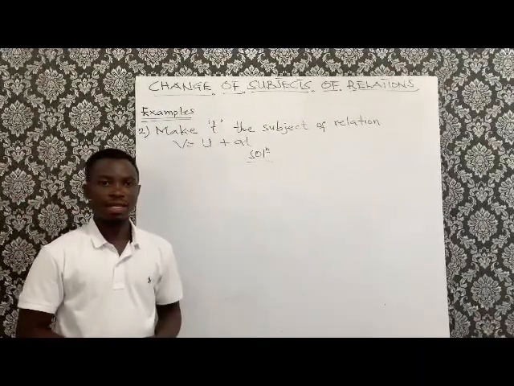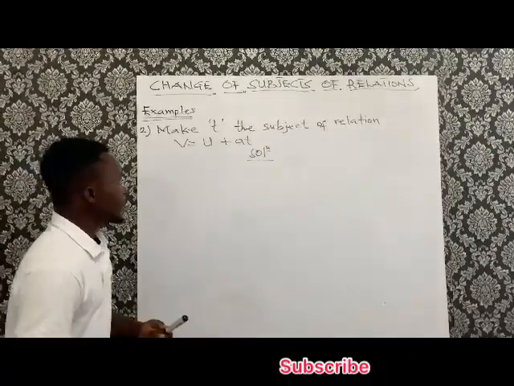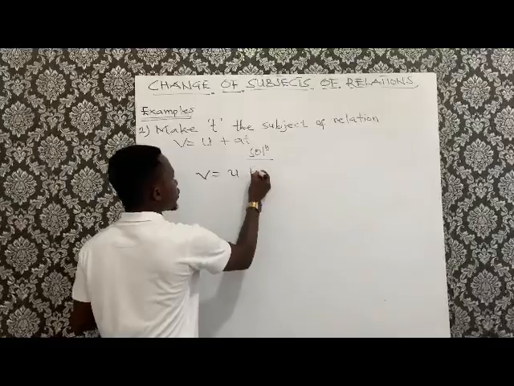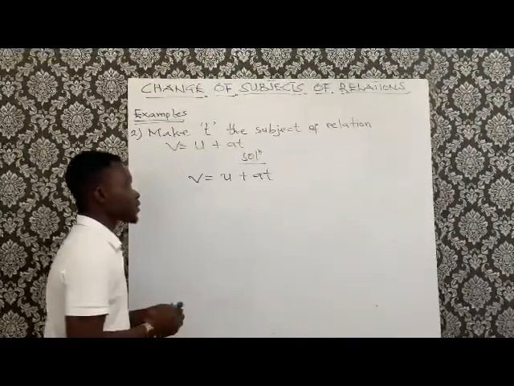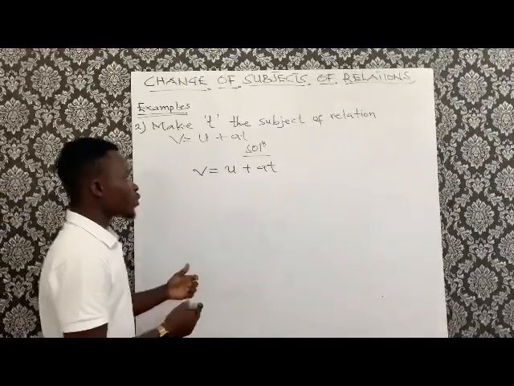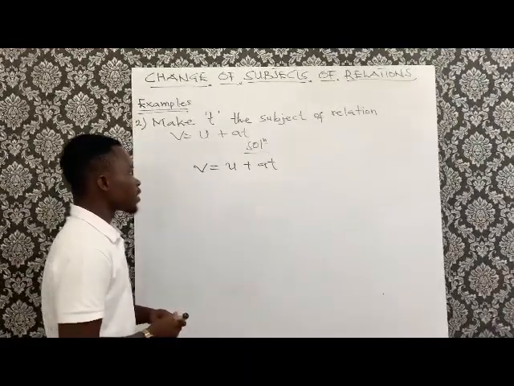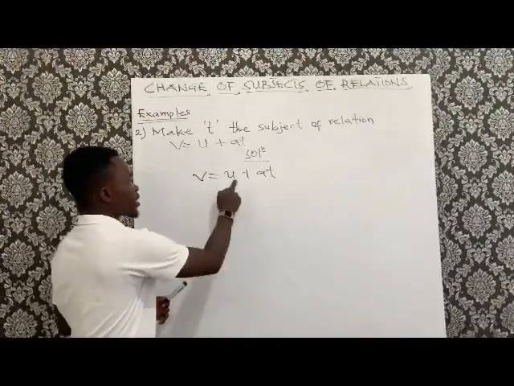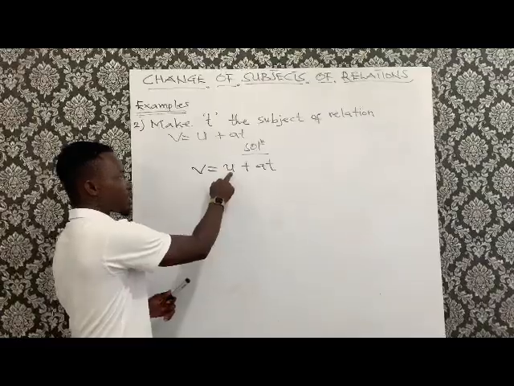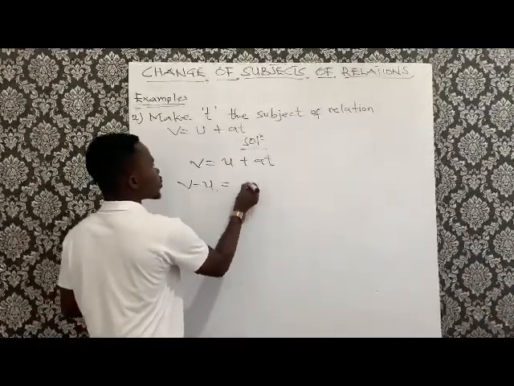Let's take our second example. Make t the subject of the relation. We have the relation v equals u plus at. To make t the subject of this relation, we have to group terms containing t at one side of the relation. There's t here, there's no t here, so we have to subtract u from v since it is positive. So we have v minus u equals at.